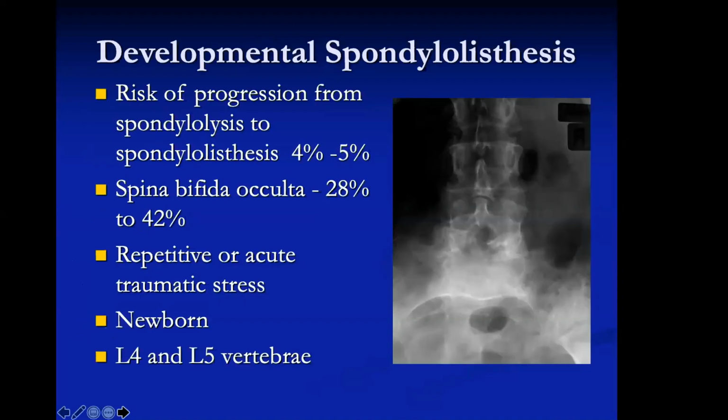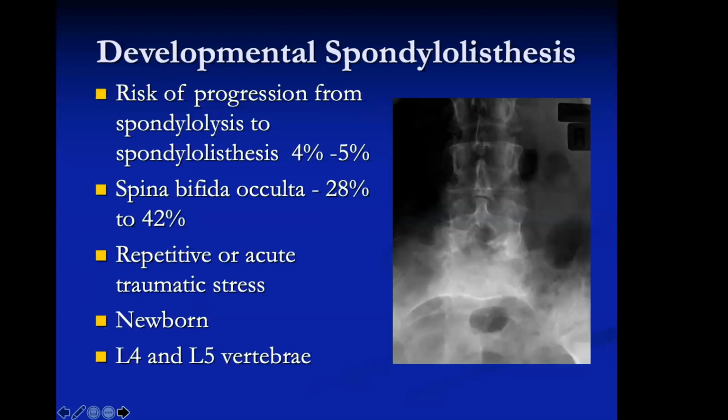So then we move on to spondylolisthesis. A spondylolysis patient progressing to spondylolisthesis is a very rare incidence. It is about 4% to 5%. So the majority of patients who have spondylolisthesis don't even show up in our clinic.